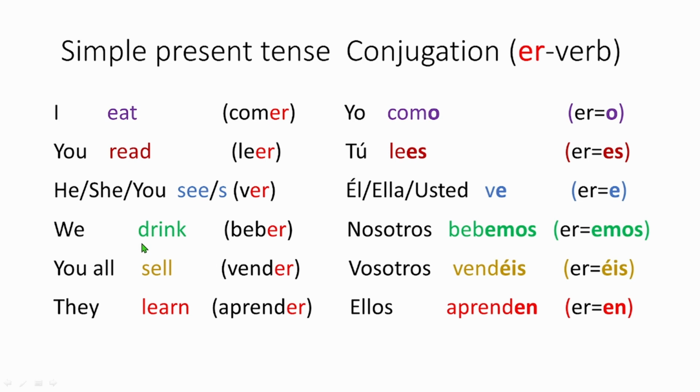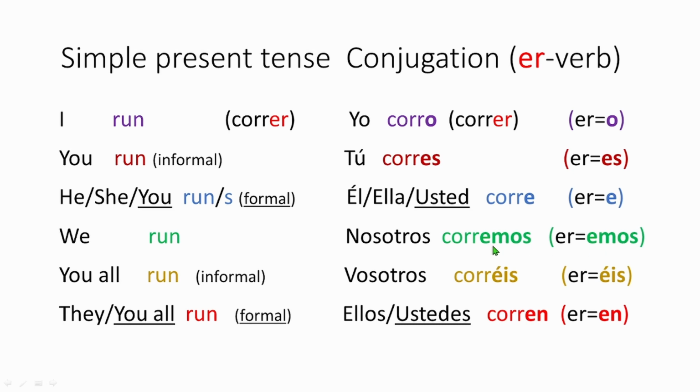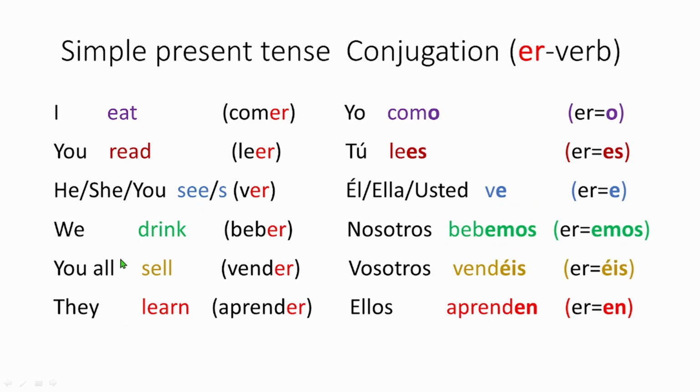Now we drink. We drink is beber. So nosotros bebemos. Nosotros bebemos. How we make it? The ER ending, we replace it with emos, E-M-O-S, bebemos. That's what we did in the previous slide, see? Corremos. ER is replaced with emos, same thing. Now we have you all sell. Sell is vender. So we say vosotros vendéis. Okay? Same thing. ER is replaced with EIS. Here.